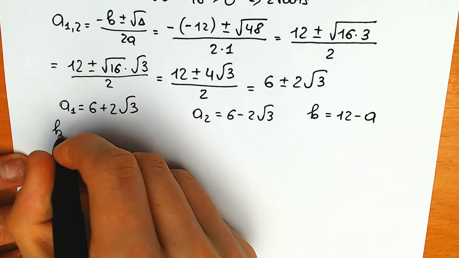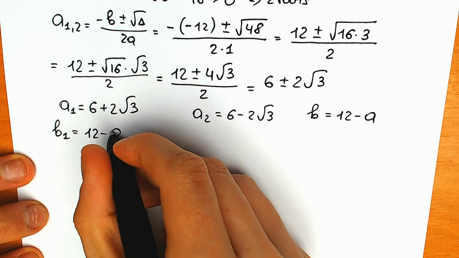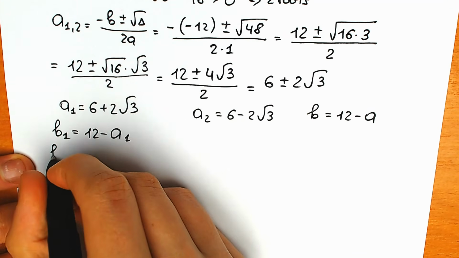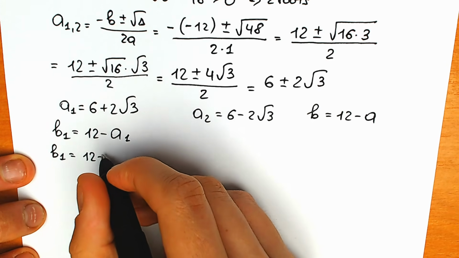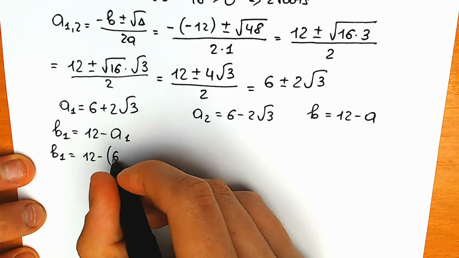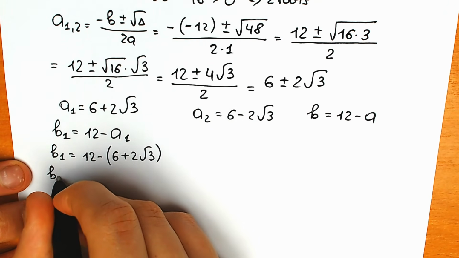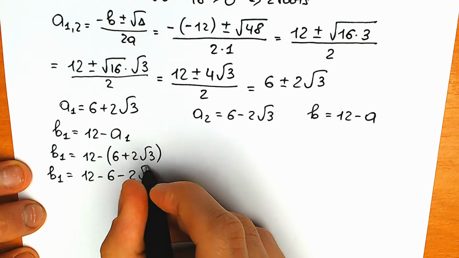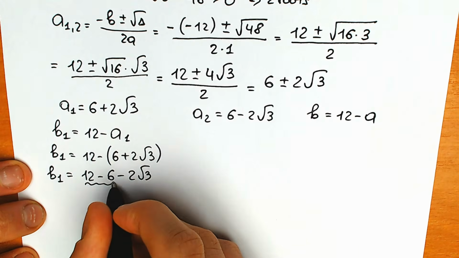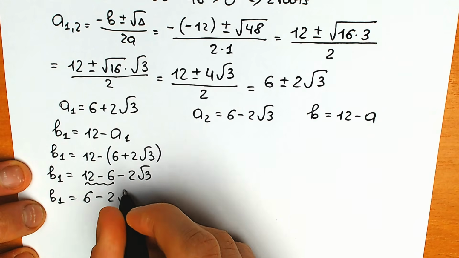So we have b first equals 12 minus a first. So b first equals 12 minus a first, which is 6 plus 2 square root of 3. And let's simplify it. So b first equals 12 minus 6 minus 2 square root of 3. 12 minus 6 equals 6. So b first equals 6 minus 2 square root of 3.